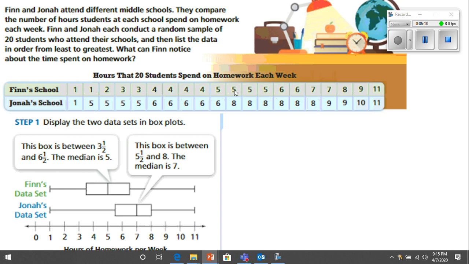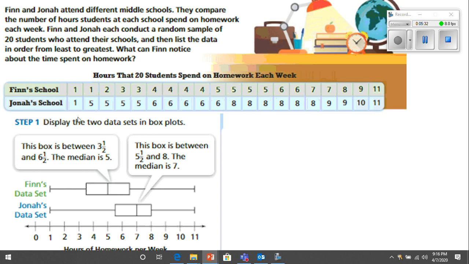And let's see, now we're going to go ahead and go to the next 5, which would be 1, 2, 3, 4, 5. And that's going to be at 6, but the next quartile starts at 7, so that means we must go at 6.5 to find where the next quartile would begin. And then from 7 to 11 will be the last quarter of our information for Finn's data set.